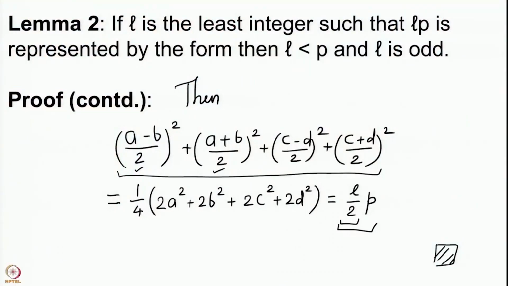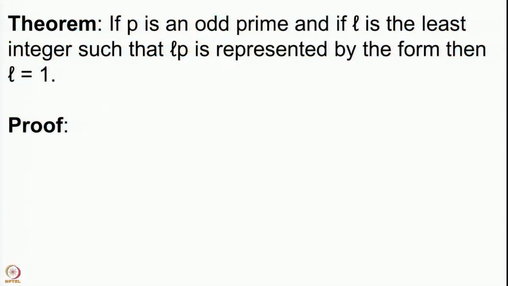With these 2 lemmas, now let us go and prove Lagrange's theorem, essentially, because we are going to prove that every odd prime is represented by the form. Then Lagrange's theorem will follow very soon after proving this result. So, this is the theorem that we want to prove, that if P is an odd prime and if L is the least positive integer with the property that LP is represented by the form, then L has to be 1. So, we will start by assuming that L is not 1 and get a contradiction.